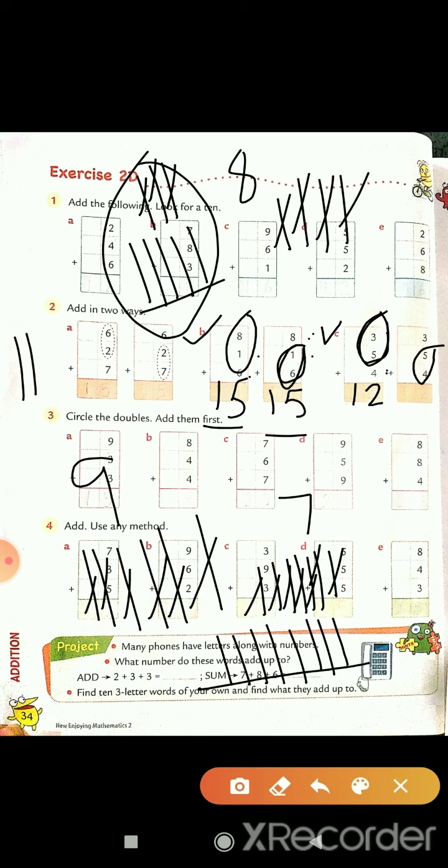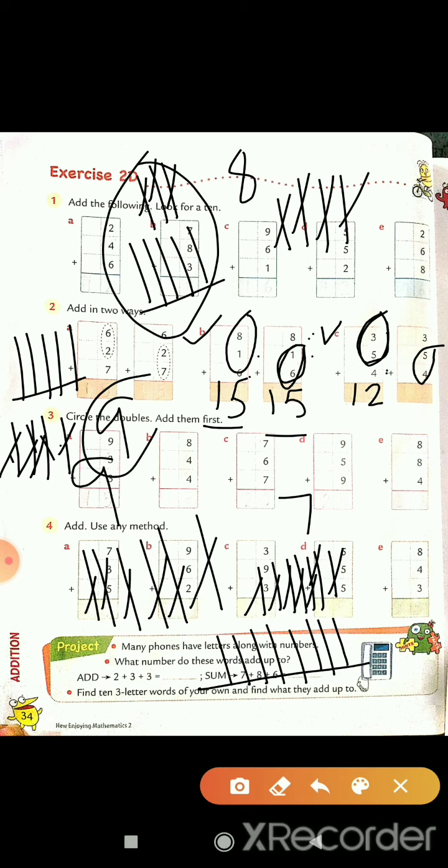Got it, students? Next, now we will add 5 and 4 first. So 1, 2, 3, 4, 5. 1, 2, 3, 4. 5 is the bigger number. What comes after 5? 6, 7, 8 and 9. So our answer is 9. And then we have to add 3. 1, 2 and 3. So 9, 10, 11, 12. So our answer is 12. So again both the answers are the same. Got it, students?